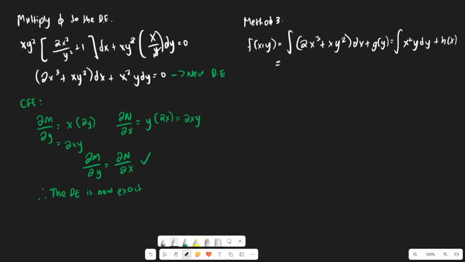So when we simplify this, 2x cubed, the integral of that with respect to x, we'll have 2, factor out the constant, then we get the integral of x cubed, we'll have x raised to 4 over 4, plus, factor out y squared, because y squared is considered constant, then we get the integral of x, that is x squared over 2, plus g of y is equal to, get the integral of x squared y with respect to y, factor out the x squared, then we get the integral of y, that is y squared over 2.